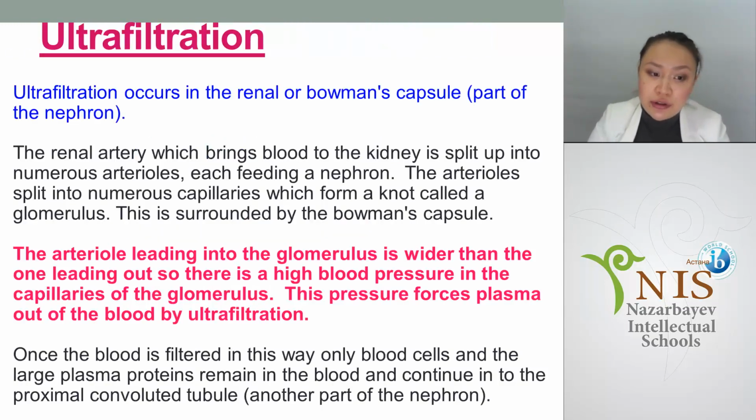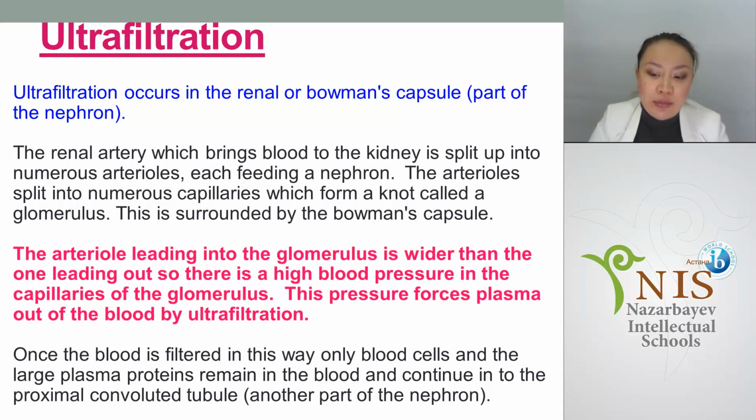What is ultrafiltration? Ultrafiltration occurs in the renal Bowman's capsule. As we already said, the renal artery, which brings blood to the kidney, is split up into numerous arterioles feeding a nephron. The arterioles split into numerous capillaries which form a knot called a glomerulus. This is surrounded by a Bowman's capsule. Ultrafiltration happens in the Bowman's capsule inside of the glomerulus.